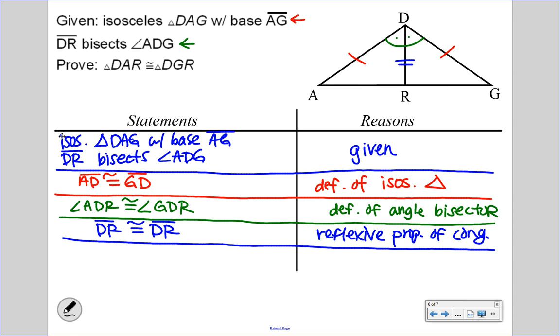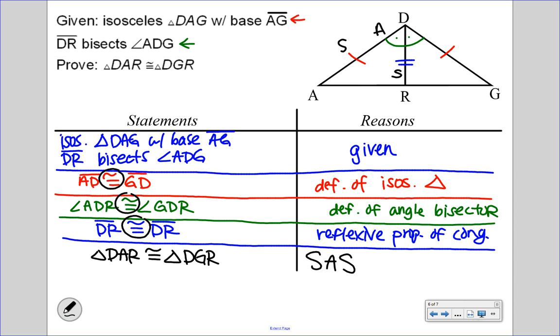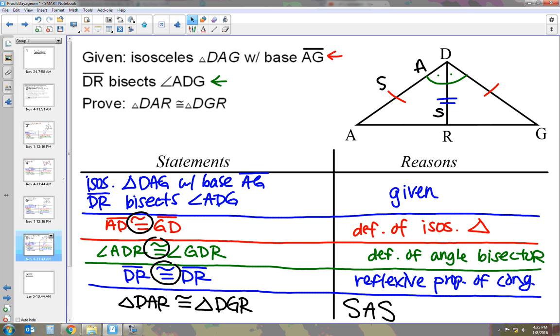We have three congruency statements. So now we can label our picture, and this is going to be side, angle, side. So we're ready to prove triangle DAR is congruent to triangle DGR because of side, angle, side. And those are my examples of a few proofs.